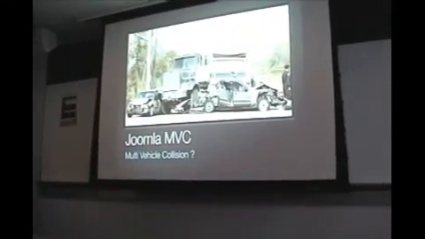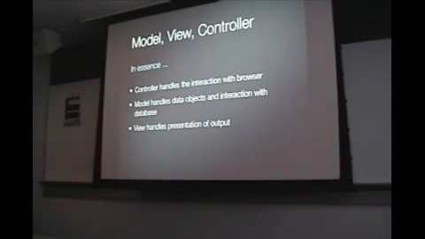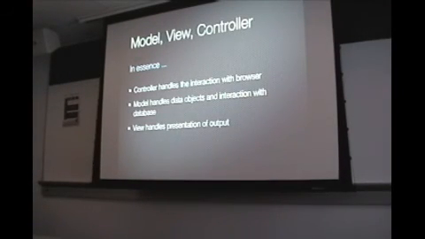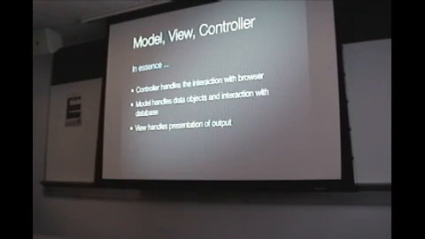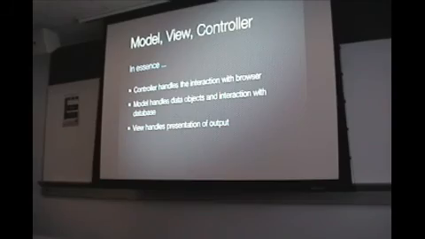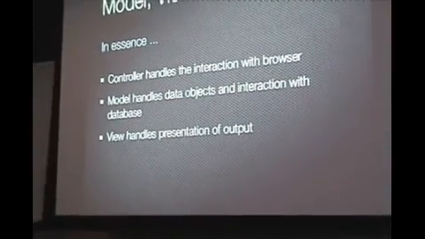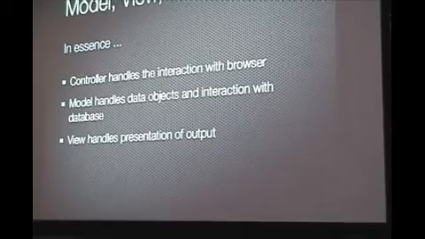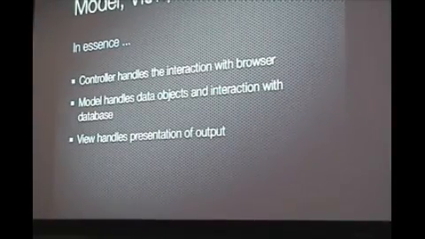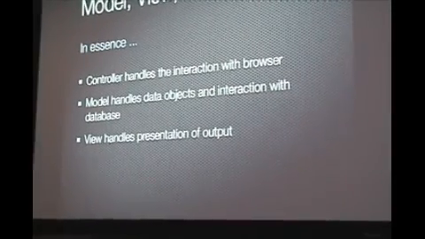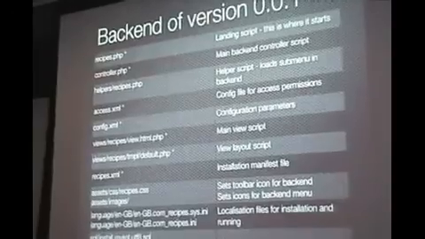So, first of all, we're going to start with MVC, which is what the Joomla framework uses. Model view controller is not multiple vehicle collision. People familiar must have heard MVC, model view controller, being bandied around this weekend. Basically, the controller handles the interaction with the browser. The model, on a very simplistic basis, handles data objects and interactions with the database, and the view handles the presentation of the output. So that's in essence what we're talking about.